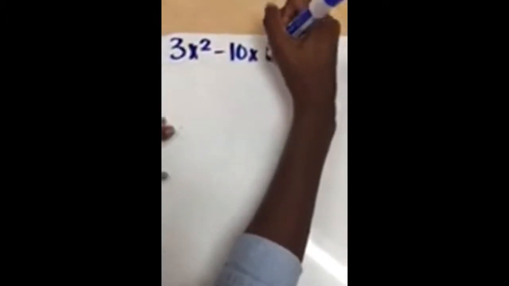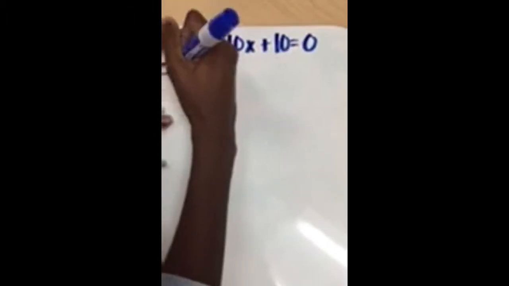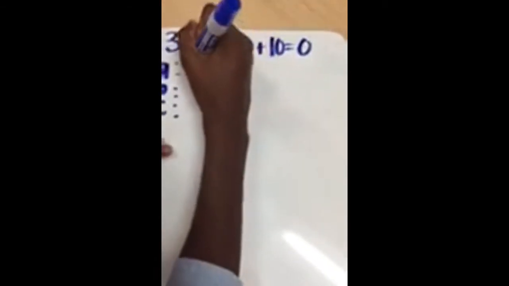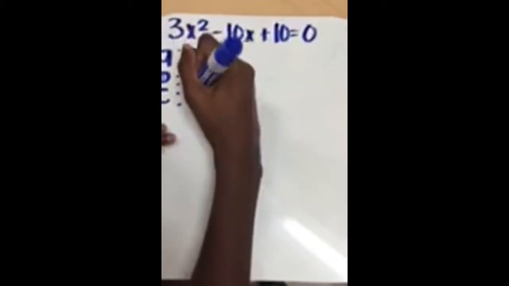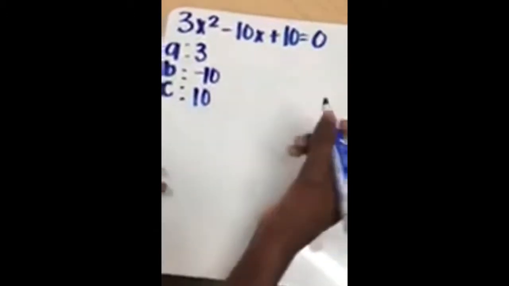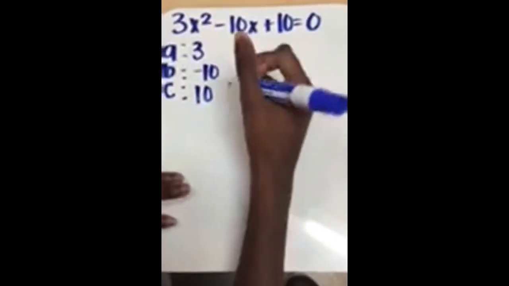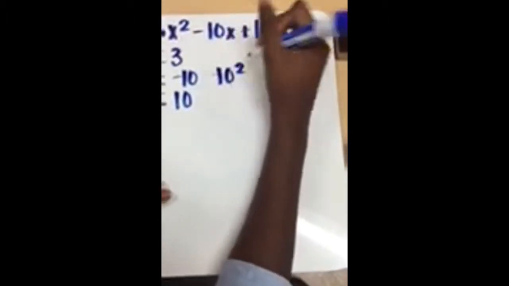Now we're moving on to an average problem, which is 3x squared minus 10x plus 10 equals 0. We have to find a, b, and c. A will be 3 since it's with the exponent. B will be negative 10, and C will just be 10. Remember, the formula is b squared minus 4ac.